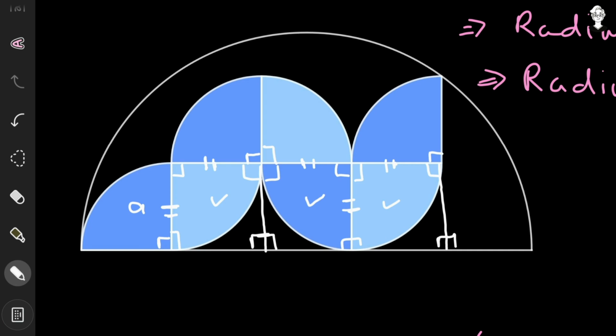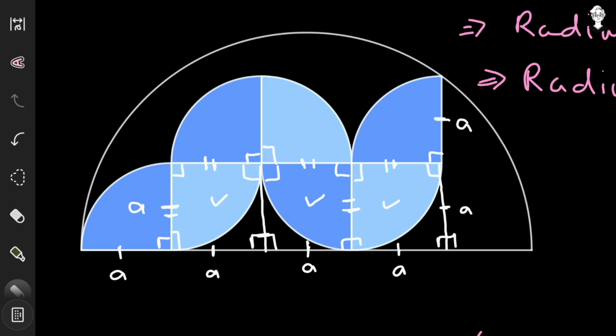So from there we have that this length is equal to A, this length is equal to A. I am talking about this length, and this length is also going to be equal to A. This length is also going to be equal to A. This is already the radius of the quadrant circle, so directly A. Over here this is also directly A. So here we have got the required line segments.